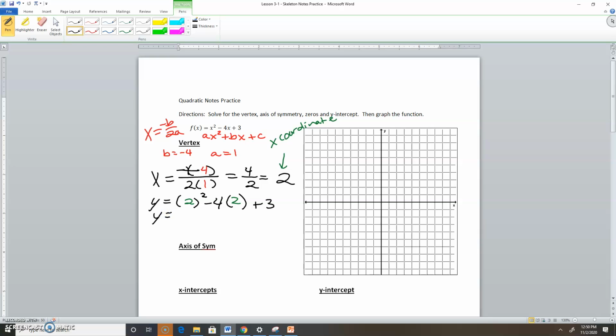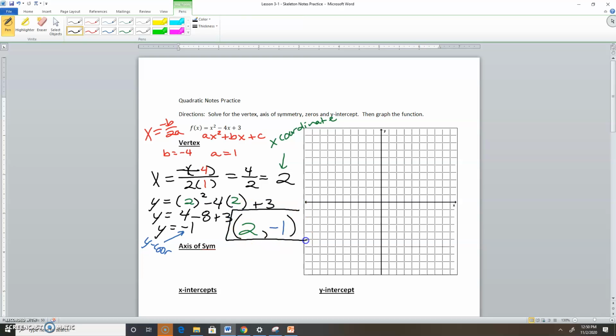Y equals 2 squared is 4, minus 8, because 4 times 2 is 8, plus 3. And I get that 4 minus 8 is negative 4. Negative 4 plus 3 gives me a negative 1. So my y is negative 1. So this is my y coordinate. Okay? So the vertex point is going to be, my x coordinate is 2, and my y coordinate is negative 1.